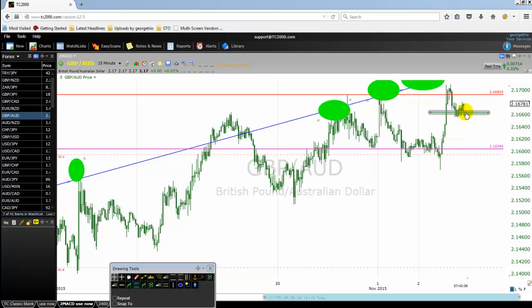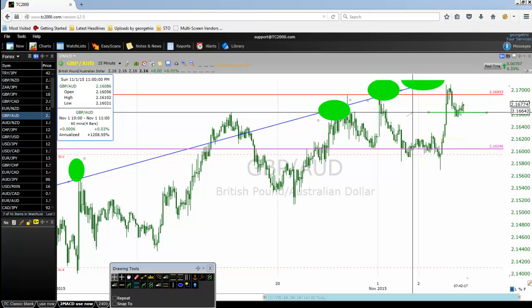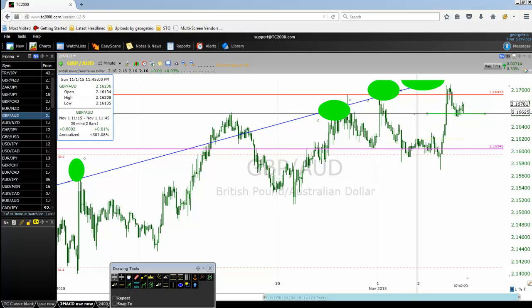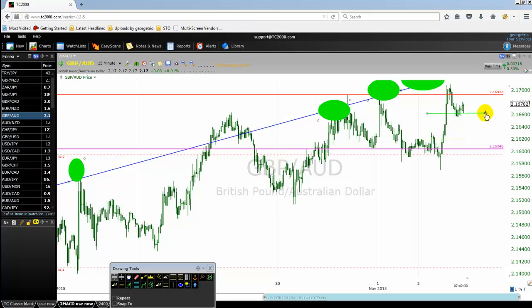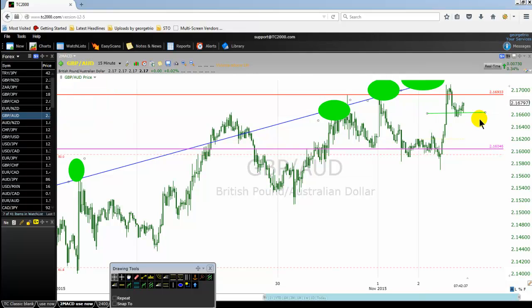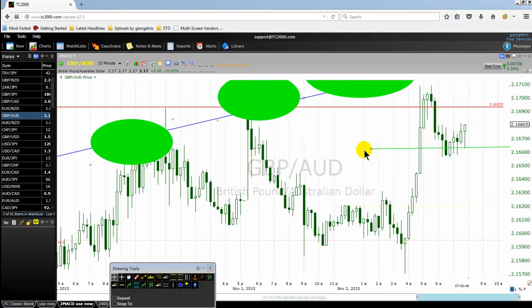Normally, I could place my limit order below this low here, but I don't want to. I place it at 2.1663, somewhere in that zone. That's where I sold it. Now I'm in this trade, and my stop loss is at 2.1930. So that's it.